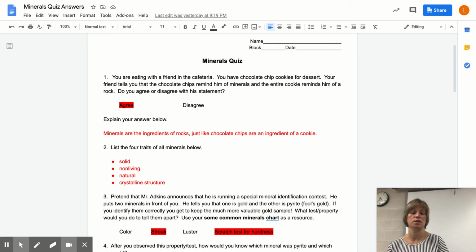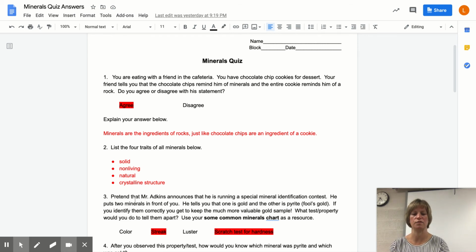Okay, so now question number 3 and the questions coming later are hypothetical situations, things that you're going to actually need to use your some common minerals chart for. So let's pretend that Mr. Atkins in the cafeteria announces he's running a special mineral identification contest, and he puts 2 minerals in front of you, and he tells you one's pyrite, which is fool's gold, and one is real gold. And if you identify them correctly, you get to keep the much more valuable gold.